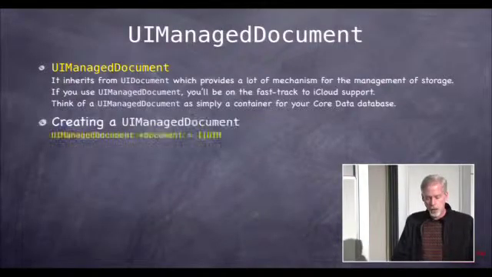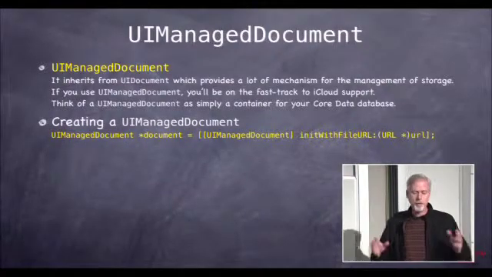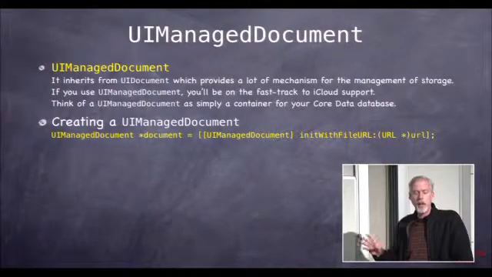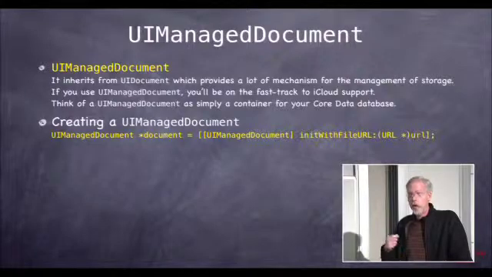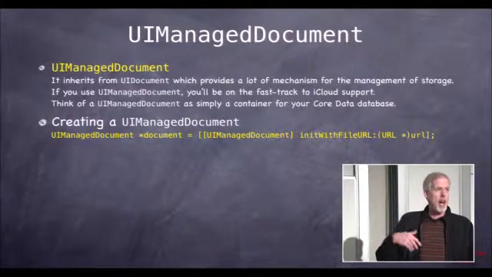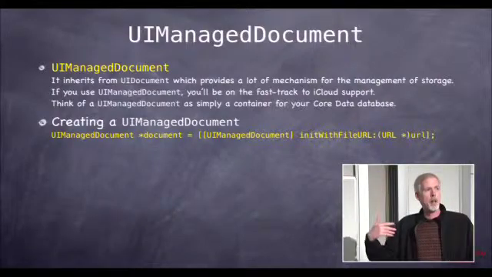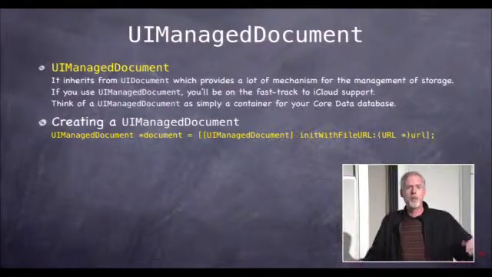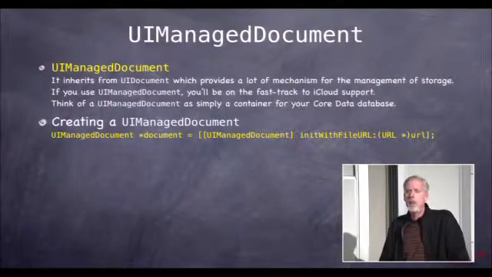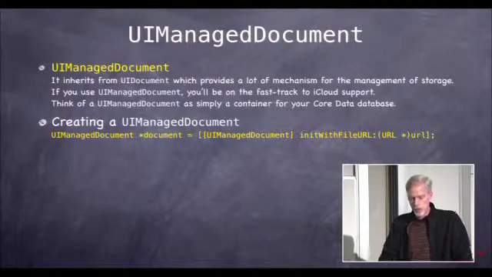All right? So how do you create a UIManagedDocument? Super simple. It only has one initializer, initWithFileURL. So you just do alloc initWithFileURL. And the URL you specify is almost always going to be in your documents directory. Remember last time we talked about how in your sandbox, you've got a documents directory, cache directory, etc. You're almost always going to create these UIManagedDocuments in your documents directory. Okay, so that's simple. You created it.